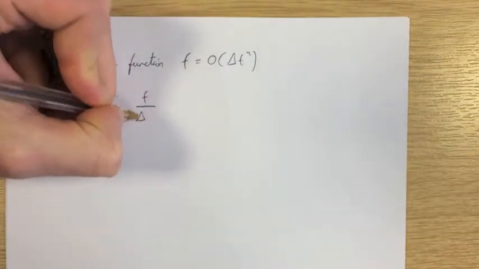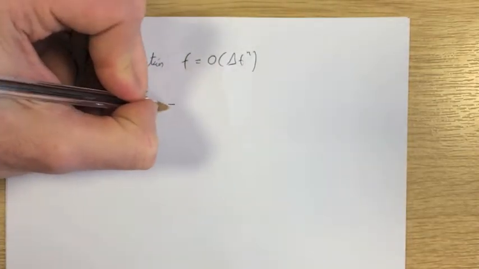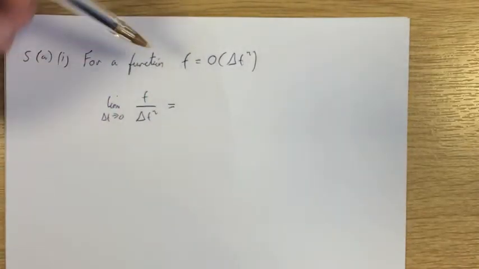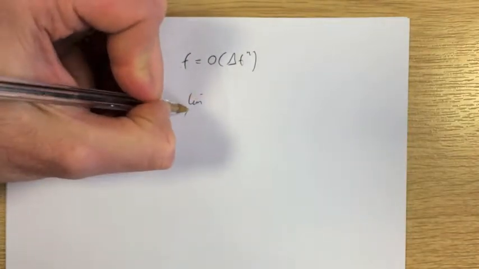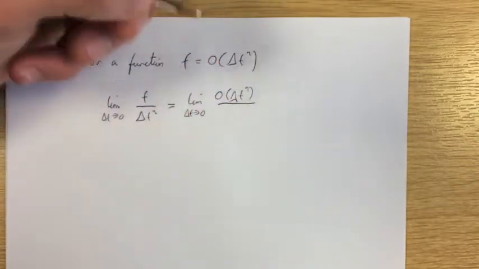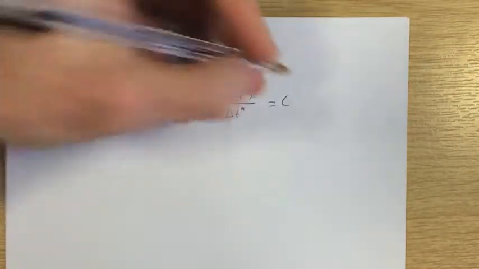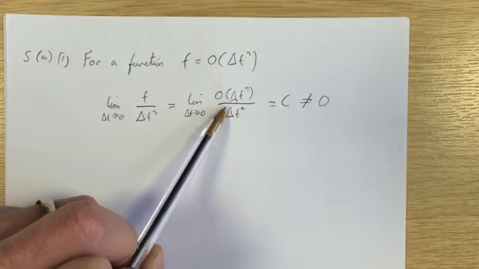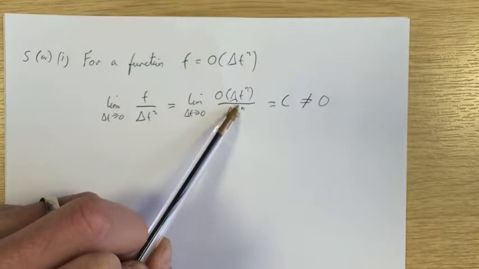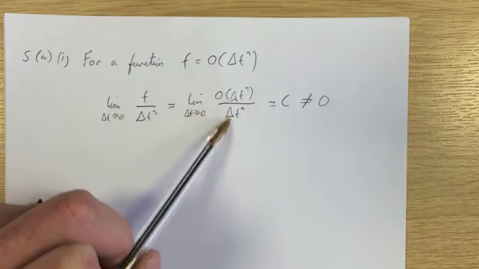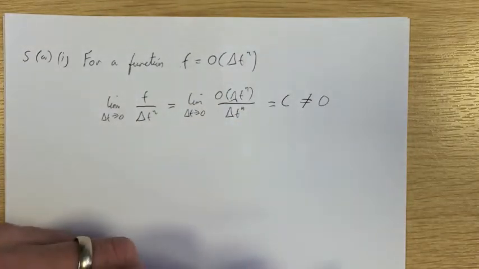So f over delta t to the n. Of course, this is some function divided by delta t to the n. So this is the limit. I'm going to replace the numerator with the big O notation to the n. What this means is this is equal to some value, which is non-zero. So this function on the bottom is somehow larger than this function on the top.